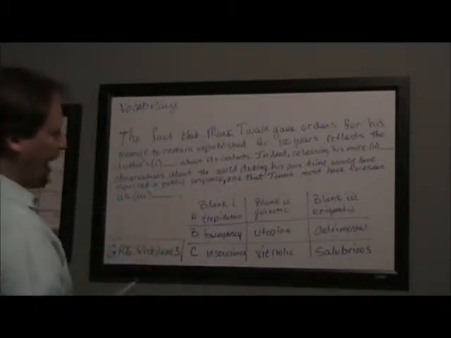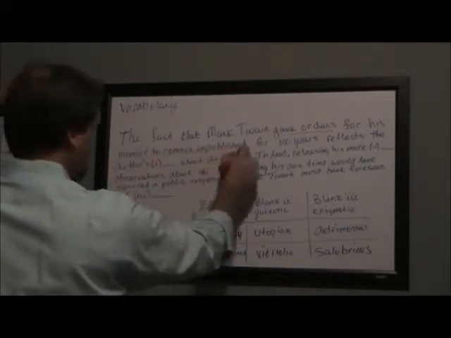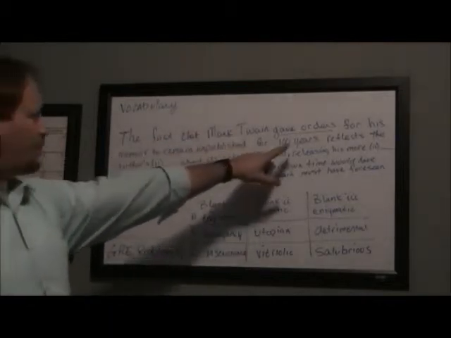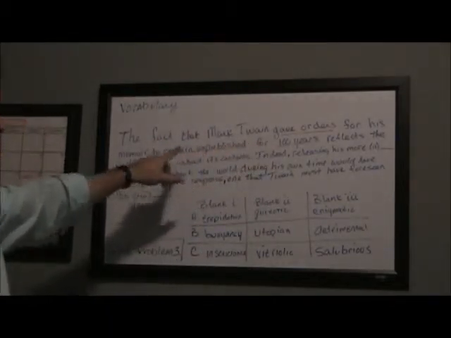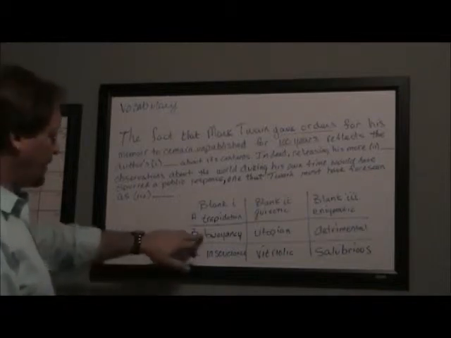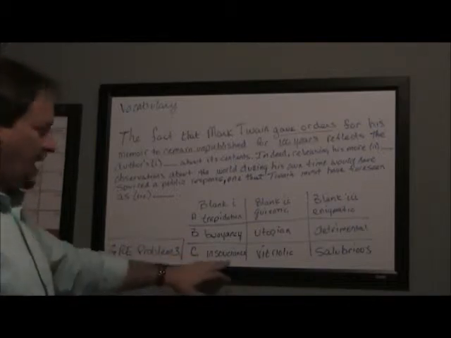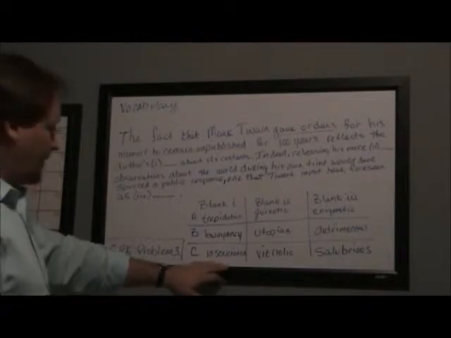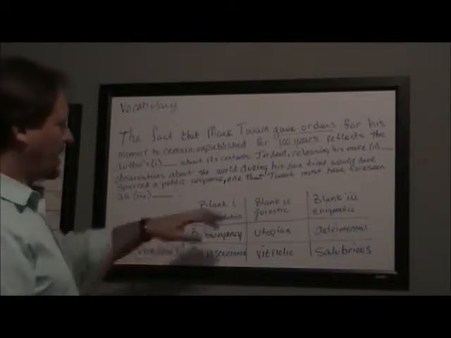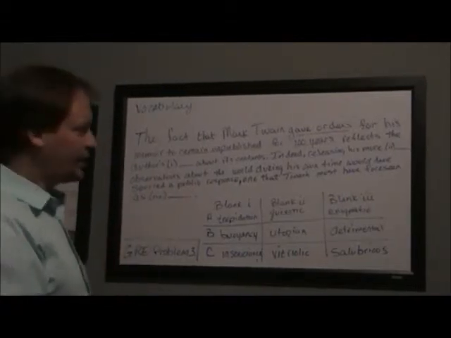The fact that Mark Twain gave orders. Okay, he gave orders for his memoir to remain unpublished for 100 years. So, for some reason, Mark Twain didn't want his memoirs published for 100 years. That's not a very positive thing, so it's not buoyant, and it's not relaxed or a calm state, or insouciance. Insouciance implies a relaxed or calm state. If he was relaxed or calm, why would he give orders to not publish for 100 years?